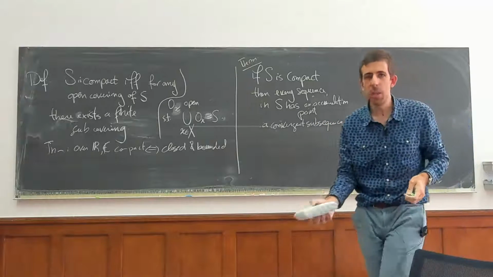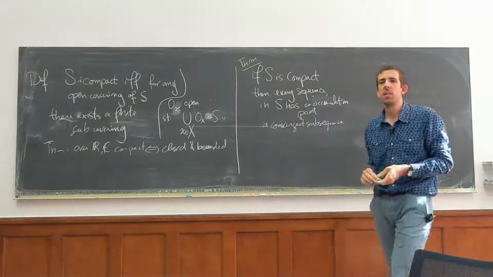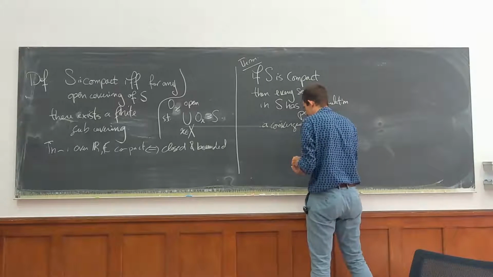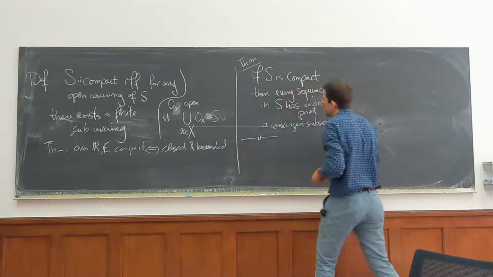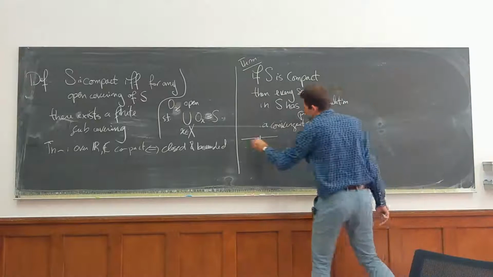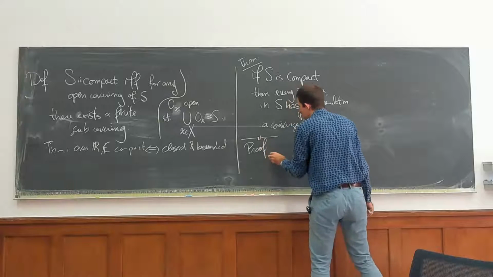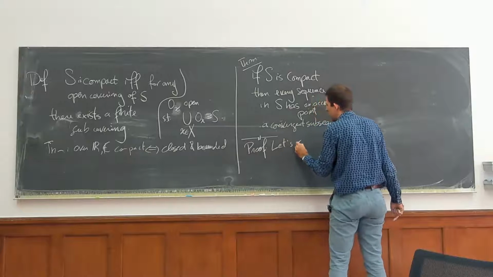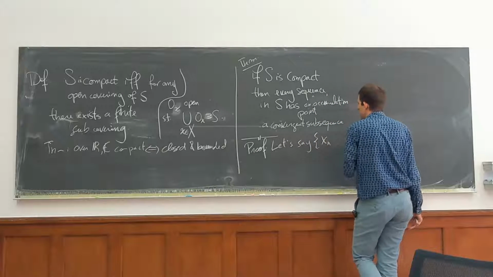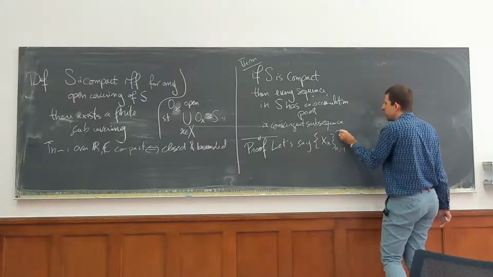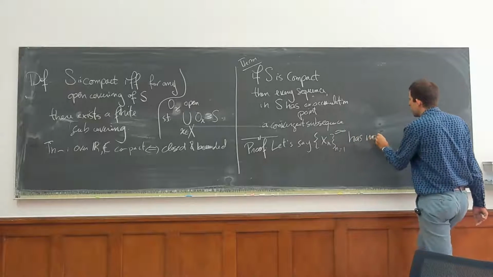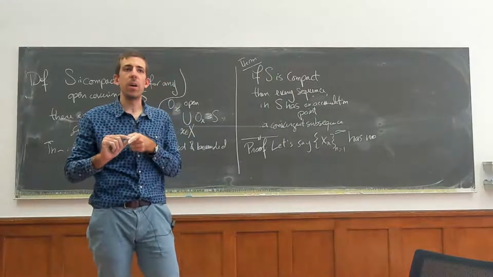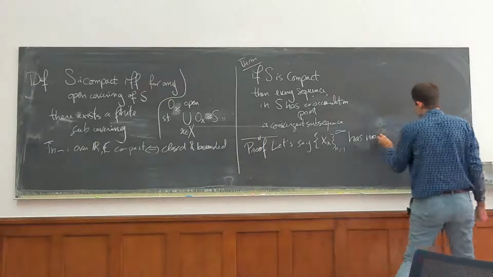Okay, so I have 1 minute. Let me see if I can prove this in a minute, because this is a super, super nice argument. Proof. Let's say xn, n from 1 to infinity, has no limit point, no accumulation point. By a limit point, I don't mean necessarily the limit. I mean where you have a subsequence that has a limit.